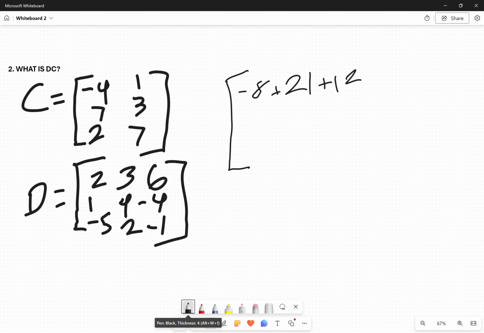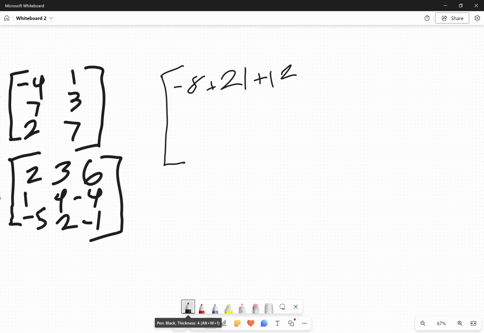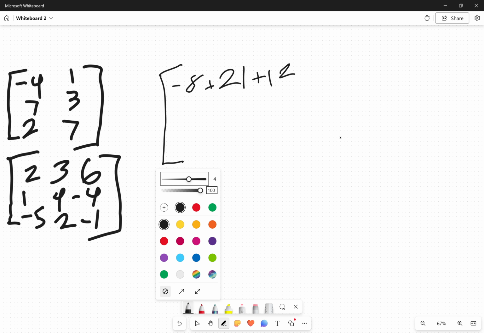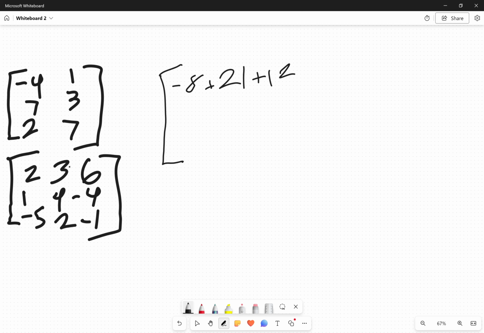And just know the top one's C, the bottom one's D. I'm just cutting them off because I need some more room. Now, we are still on this first row. We still have to work with this first row. We just have to move to the second column now.